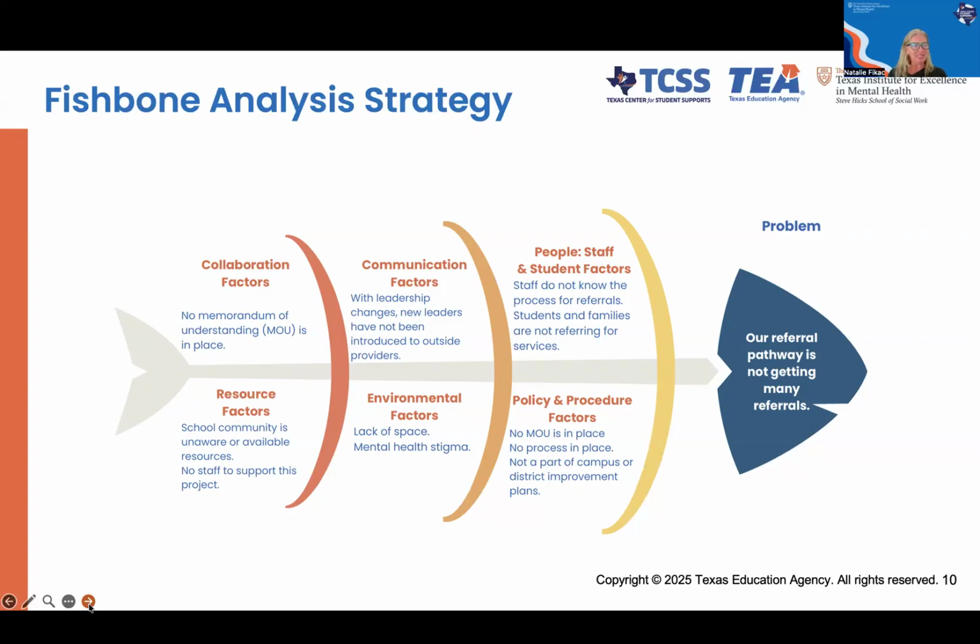Potential policy and procedure factors could include, again, there are no MOUs in place, no process in place for students to self-refer, for families to refer, or for staff to refer, and this has not been a part of the campus or district improvement plan. As you can see from this fishbone analysis strategy, this strategy takes a different look at potential root causes than the 5 whys strategy just shared.